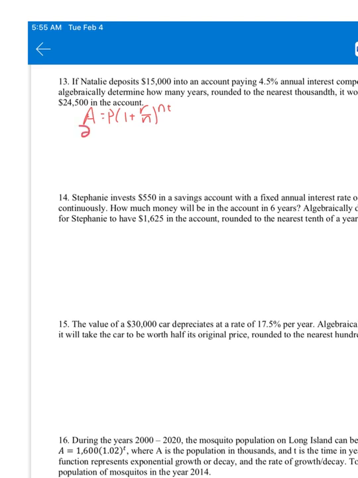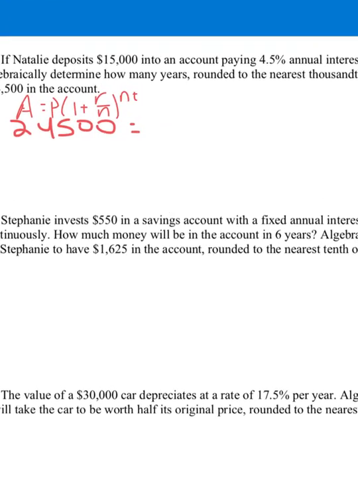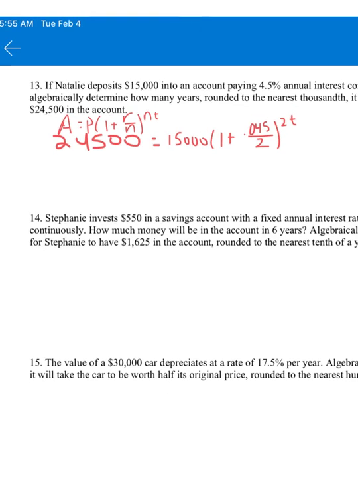So A, we want to be 24,500 equals, P is going to be 15,000, that's how much it was to start. Then you have 1 plus R, you move the decimal over twice, so it's 0.045 divided by N, which is 2 because it says semi-annually, raised to the 2t. So again, your first step is always going to be to divide by the 15,000.